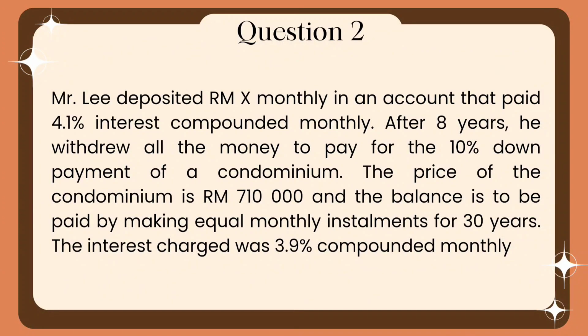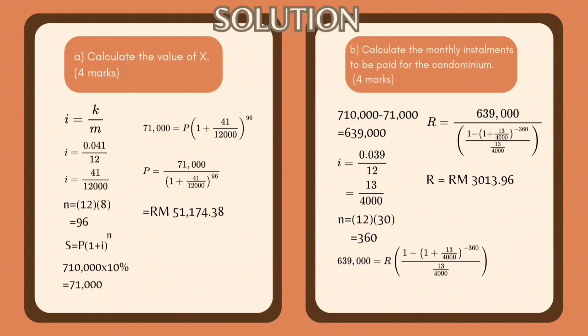Part B, question 2. Mr. Lee deposited RM X monthly in an account that paid 4.1% interest compounded monthly. After 8 years, he withdrew all the money to pay for the 10% down payment of a condominium. The price of the condominium is RM 710,000 and the balance is to be paid by making equal monthly installments for 30 years. The interest charged was 3.9% compounded monthly. The first question is, calculate the value of X.